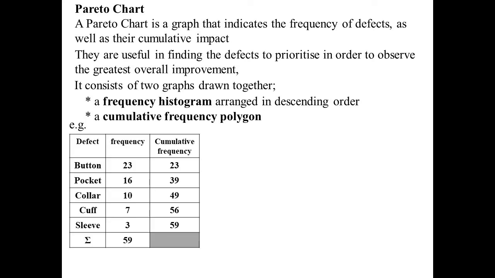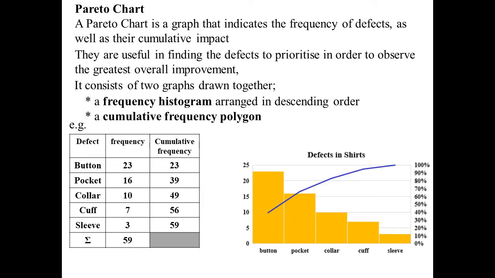So here's my data, and this is for a shirt we're producing. And the number of defects where, okay, in this shirt there's something wrong with the button, and in this one there's something wrong with the pocket, and another one the cuff, and like this one, something wrong with the sleeve. There's the Pareto chart for it. So you'll notice that the frequency histogram is in descending order. So button had the highest frequency, it's gone first. Pocket, the next one, it's gone second, and so on and so on.